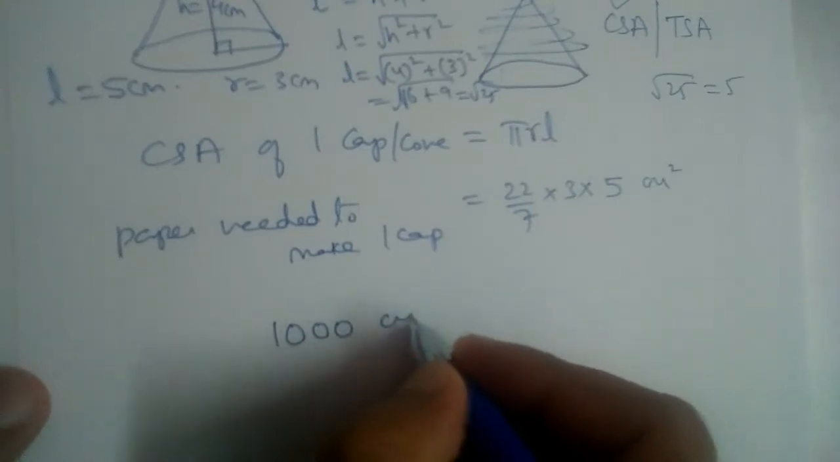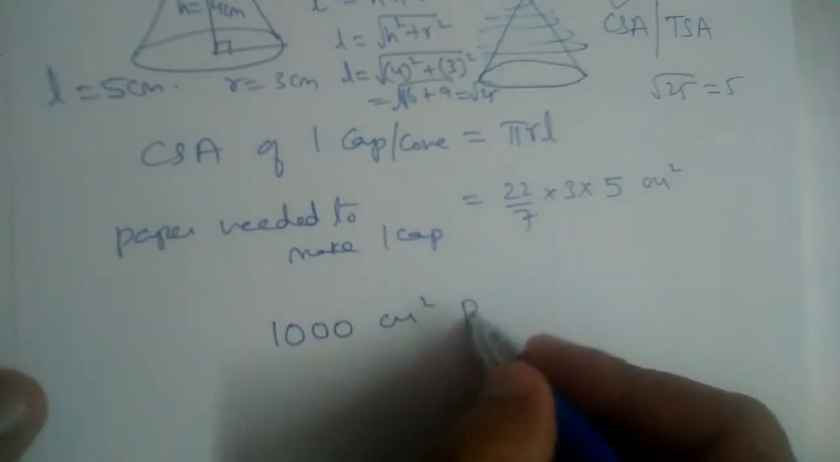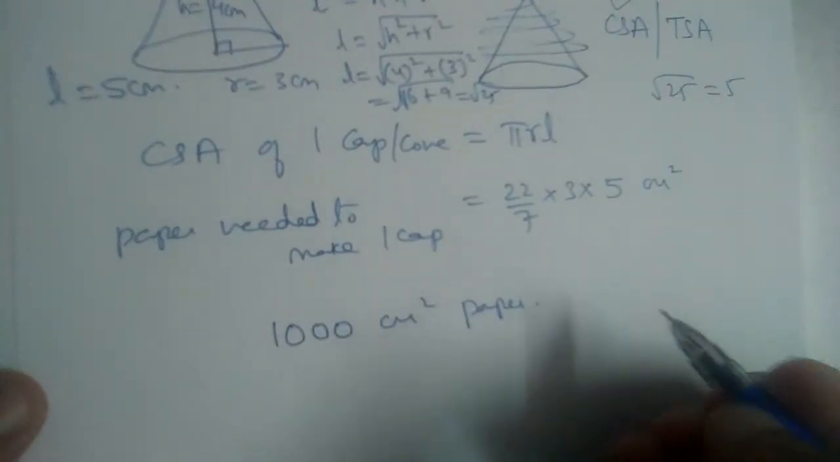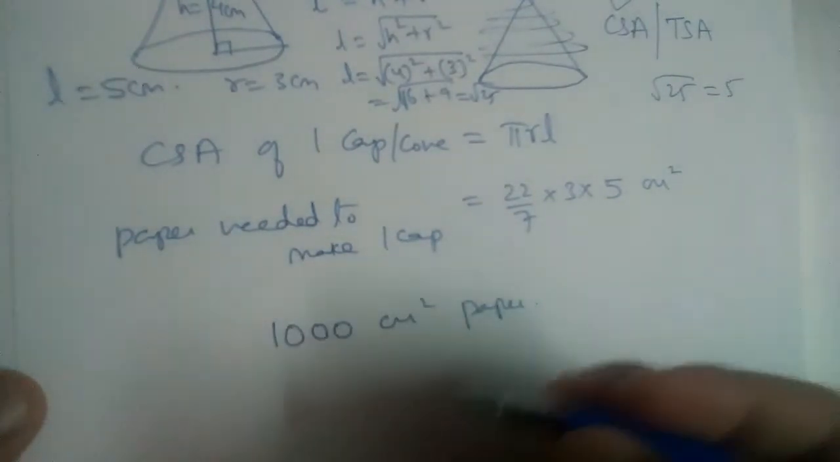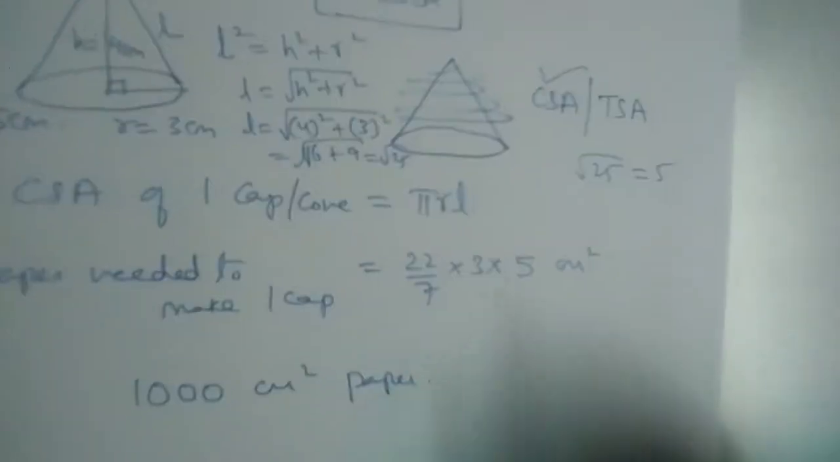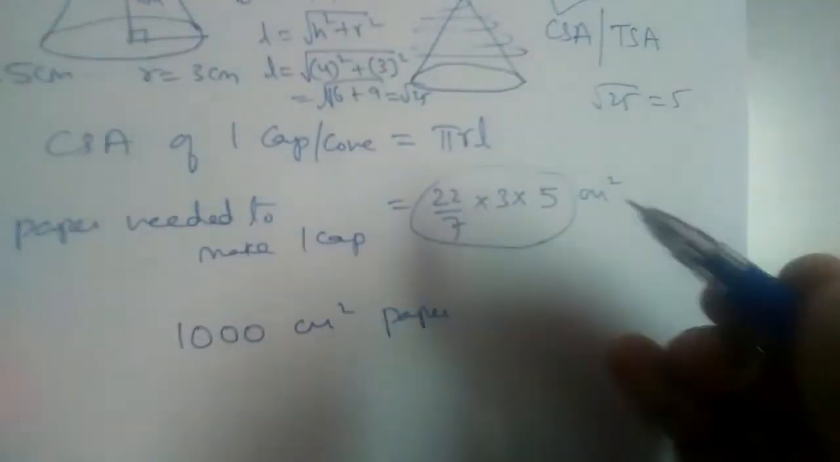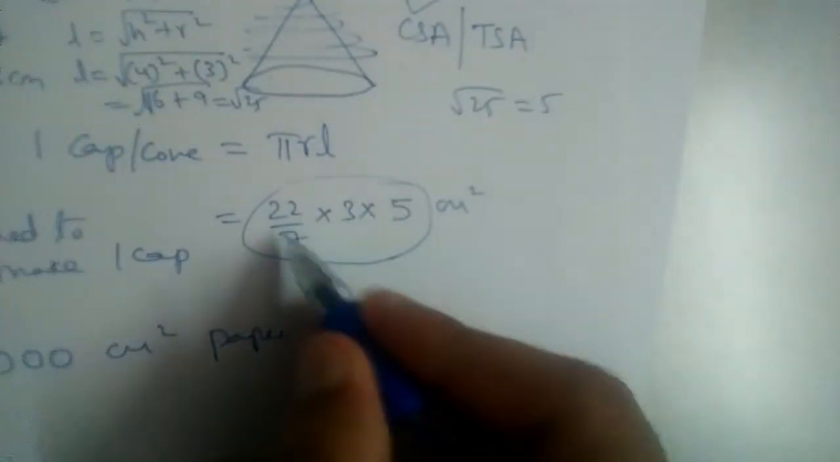Now how much paper do we have? We have 1000 centimeter square paper, right? From this much paper, how many caps can be manufactured? We need to divide 1000 by this number. Why should we divide? I'll give you one easy example. Here we got a difficult number, right?